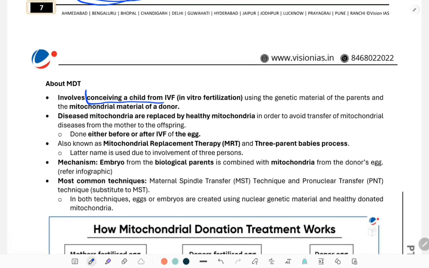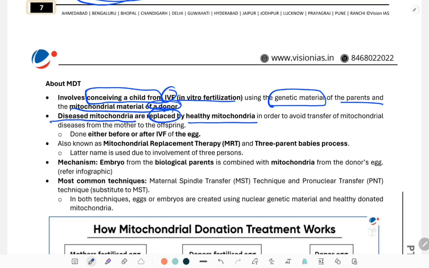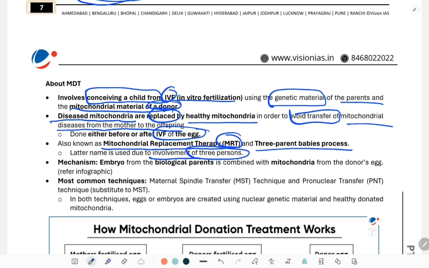It involves conceiving a child through IVF, in vitro fertilization, using genetic material of the parents and mitochondrial material of the donor. Diseased mitochondria are replaced by healthy mitochondria in order to avoid the transfer of mitochondrial diseases from mother to offspring. It is done either before or after IVF of the egg. It is also known as mitochondrial replacement therapy, MRT, and the three-parent baby process. The name is used because of the involvement of three persons.